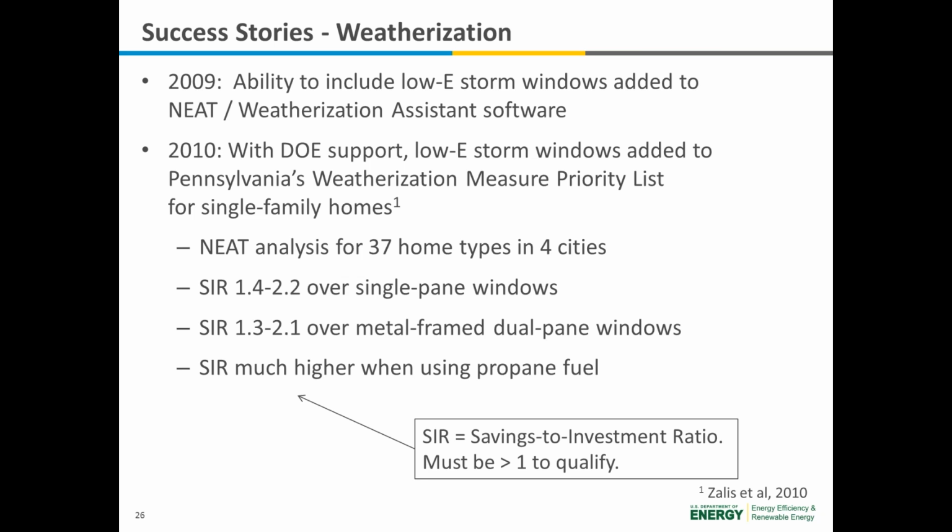And this savings to investment ratio, if you're not familiar with that, must be greater than 1 to qualify as a cost-effective measure. Basically, you're getting more time value of money back compared to the initial cost of the measure. As you can see, these are all very cost-effective, and these were done with low natural gas pricing. But a number of these areas use propane fuel. In other parts of the country, you still see electrical resistance heating. And when you have higher priced fuels like that, the SIR is even higher. It's even more cost-effective.